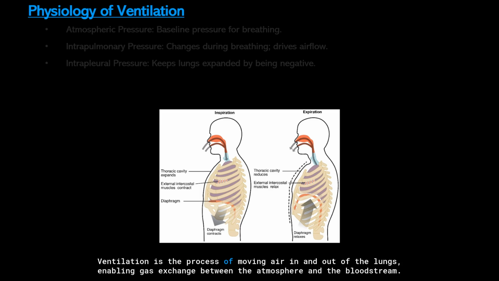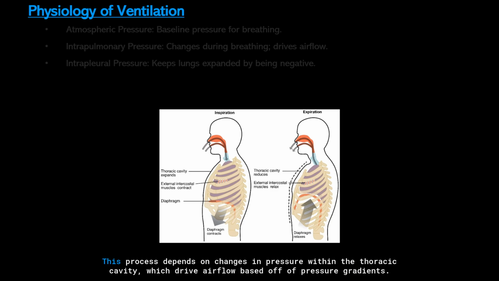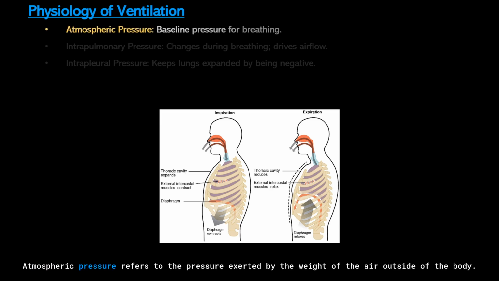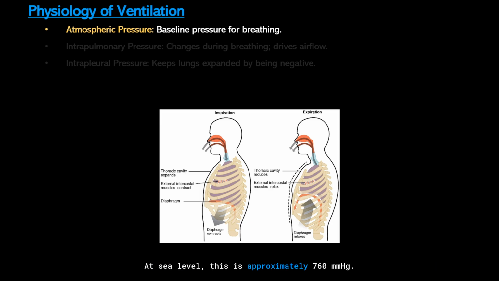Ventilation is the process of moving air in and out of the lungs, enabling gas exchange between the atmosphere and the bloodstream. This process depends on changes in pressure within the thoracic cavity, which drive airflow based off of pressure gradients. Atmospheric pressure refers to the pressure exerted by the weight of the air outside of the body. At sea level, this is approximately 760 millimeters of mercury. Atmospheric pressure is the baseline we use to measure pressures within the lungs.